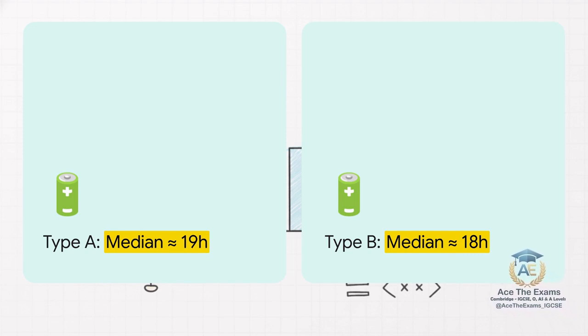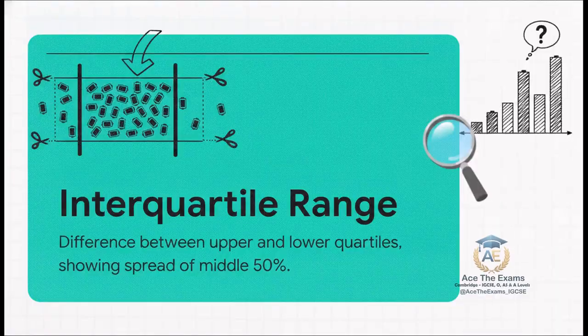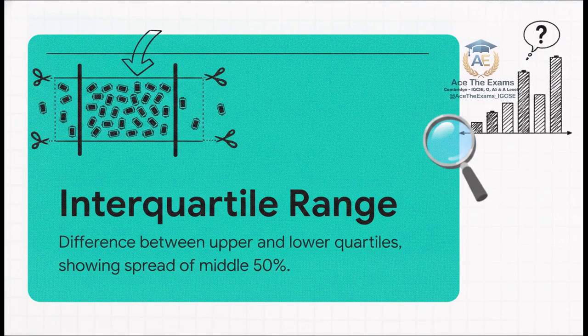Keep that in mind. Which brings us to Section 5, Quartiles and the Interquartile Range. We know type A has a higher median, but wait, does that automatically make it the better battery? Absolutely not. To really evaluate performance, we have to look at the spread using quartiles. Think of quartiles like quarters, cutting the data into 4 equal pieces.